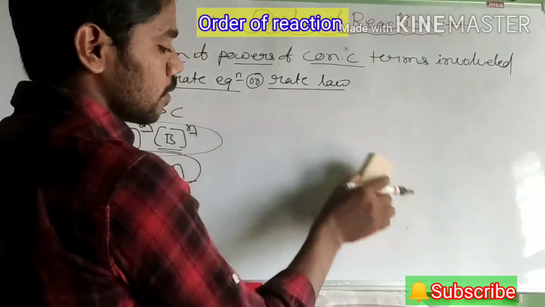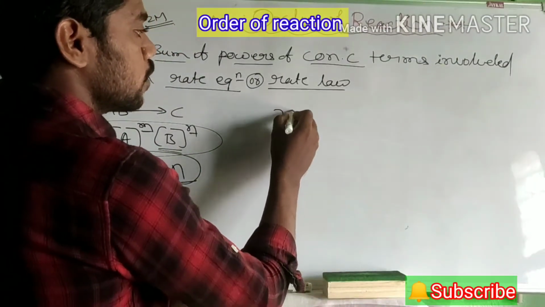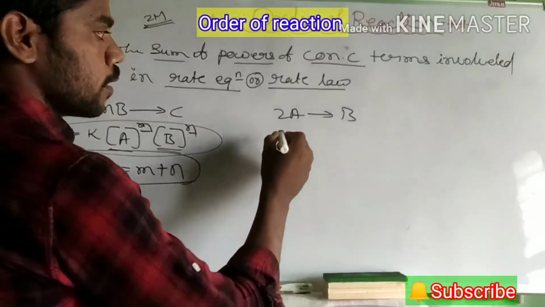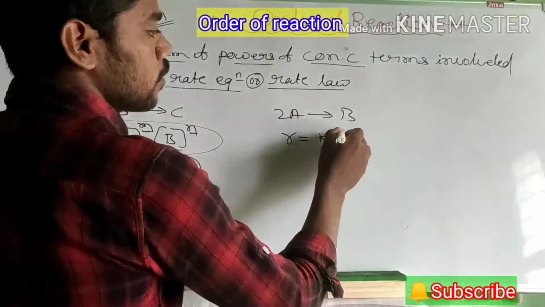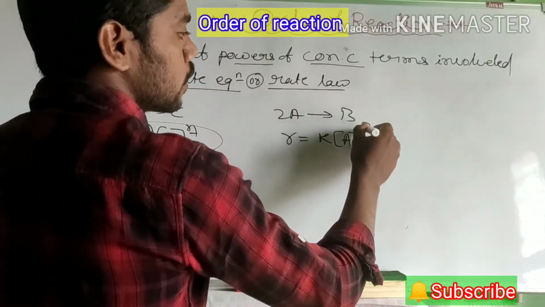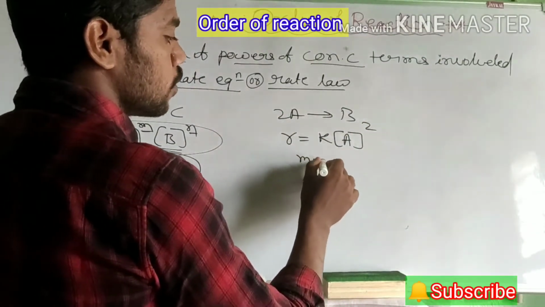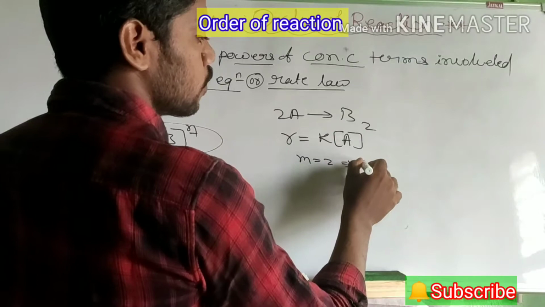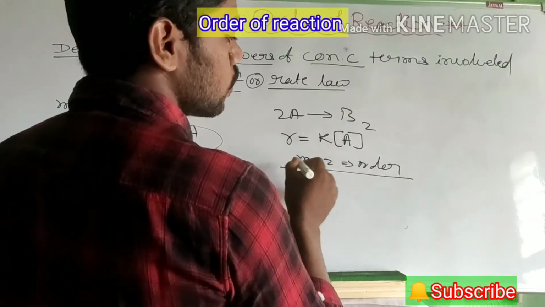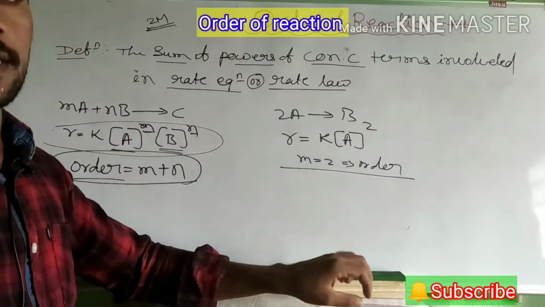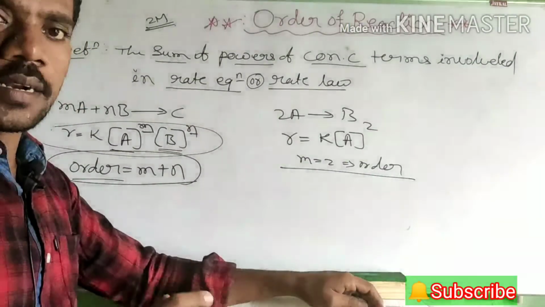What is the order of this reaction? You see here, 2A gives B. What is the order of reaction? Simply, rate equals K into A to the power 2. Therefore, what is the order? The order m equals only 2. Therefore, the order itself is 2, so this is a second order reaction. Like this you have to tell. This is the order of reaction.